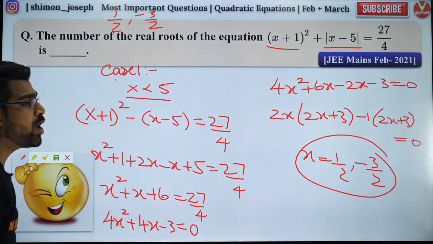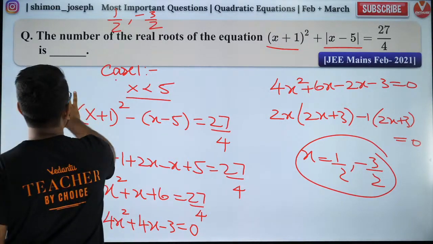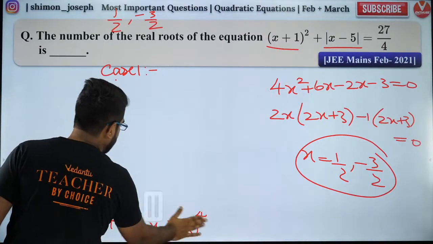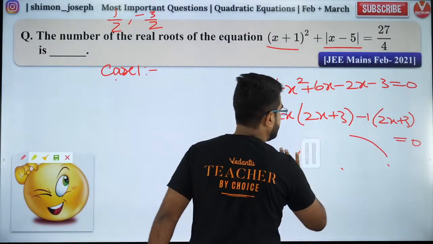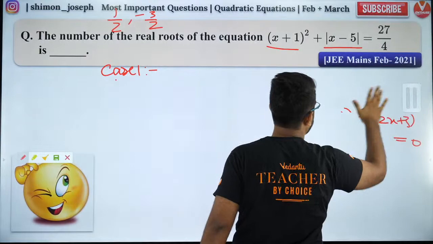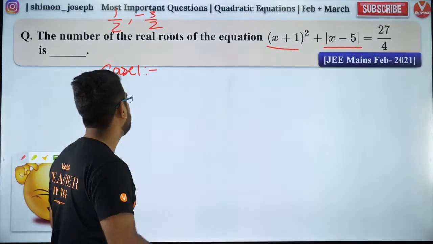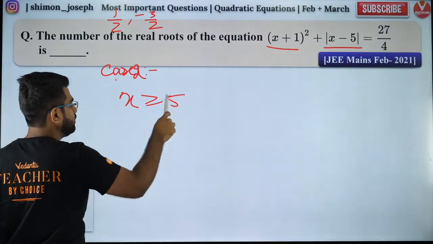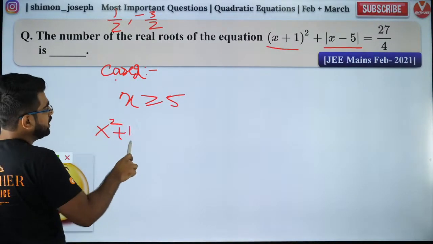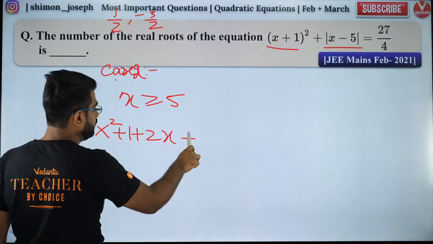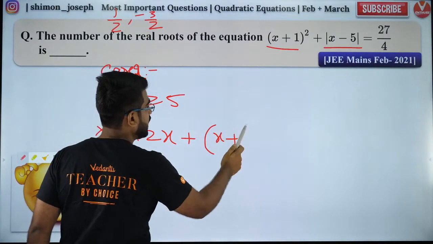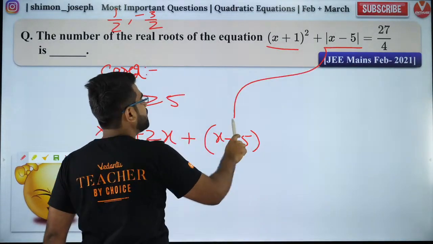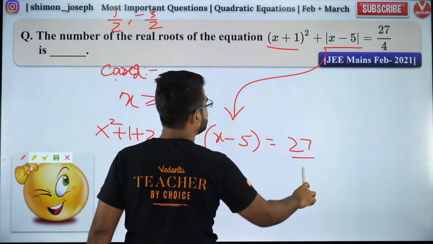But wait a minute, that is not all. That is not all because case 2 is still there. Don't hurry. Okay. If you hurry, you will end up wrong. So please wait. Now case 2. What is case 2? x is greater than or equal to 5. Now it will open as x square plus 1 plus 2x plus x minus 5, right? So modulus will open as plus x minus 5 is equal to 27 by 4.